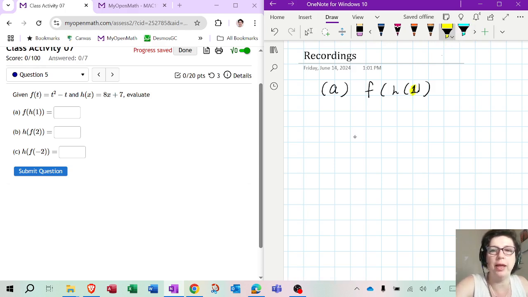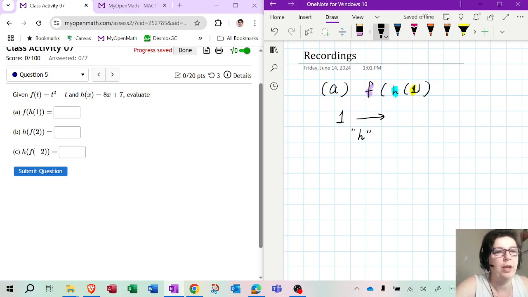Then we apply h to it, right? H of 1. And then finally we apply f on the outside. Okay, so let's go ahead and start that. So let's take 1 and apply to it the h machine. So think of it, h machine you're applying.